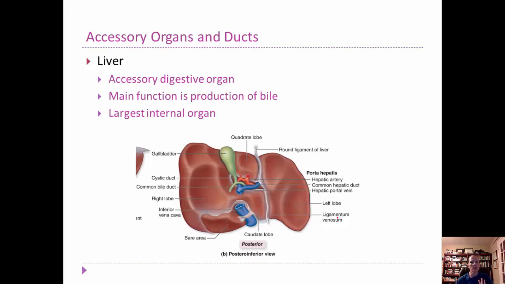So let's first start with the liver. The liver, as you can see, has many different functions. A lot of these functions we'll actually take a look at in chapter 27. This one, we're specifically looking at its digestive component, and it is going to be making bile. This is where bile is actually formed, here in the liver. The liver is going to be the largest internal organ.